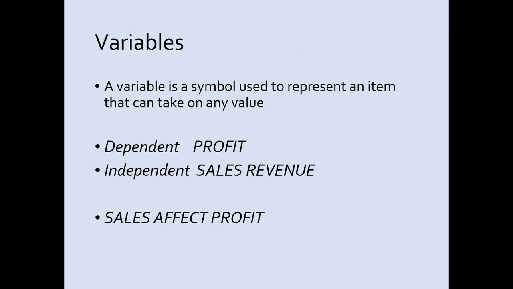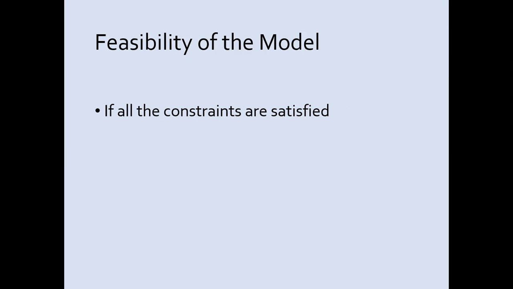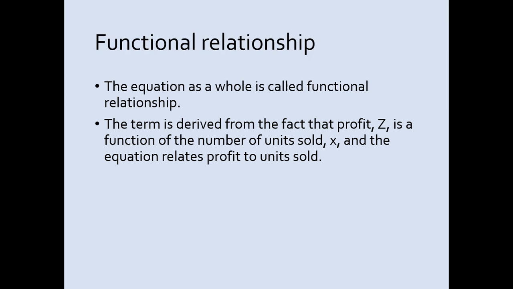Then the parts of the model we have to remember very carefully: what is a variable, what are parameters or constants, what are constraints, we already did it, and the feasibility of the model, and finally, the optimal solution. The relationship between the variables and the constants is called the functional relationship. We do not want to go into much detail on this.